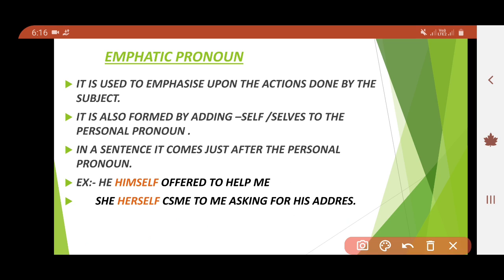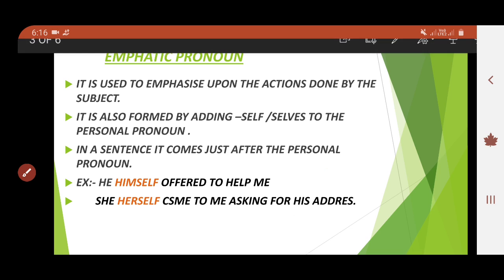Emphatic pronoun is such a type of pronoun which gives more emphasis upon the actions that are done by the subject. Okay, and it is formed by adding self or selves to the personal pronoun, and in a sentence it comes just after the personal pronoun. Okay students, clear? So now let's go to another kind of pronoun, that is what?